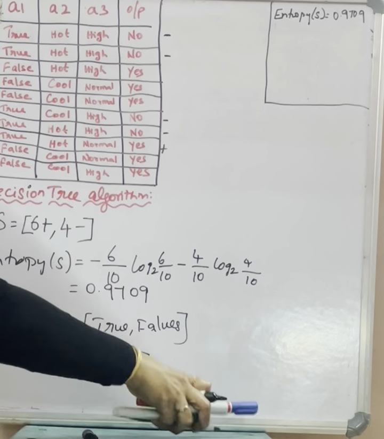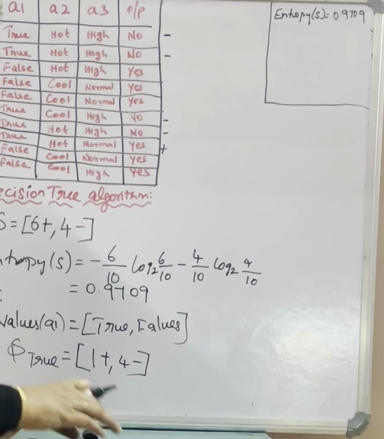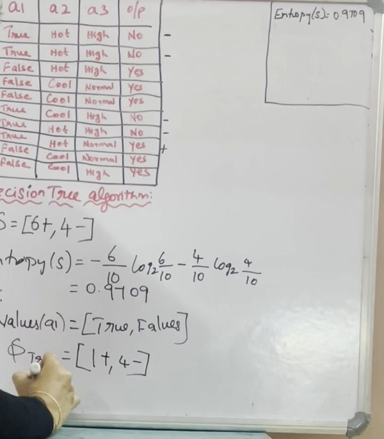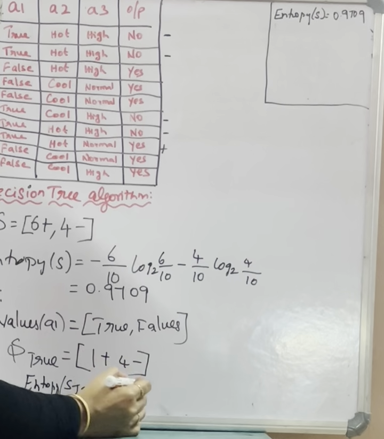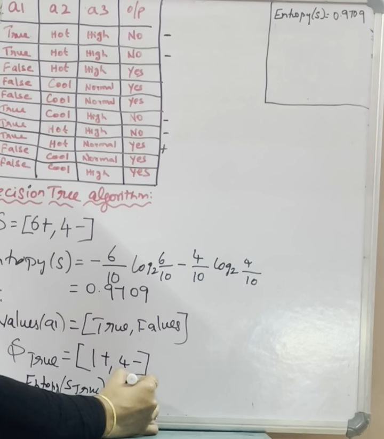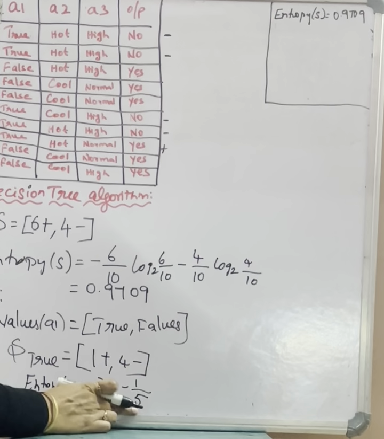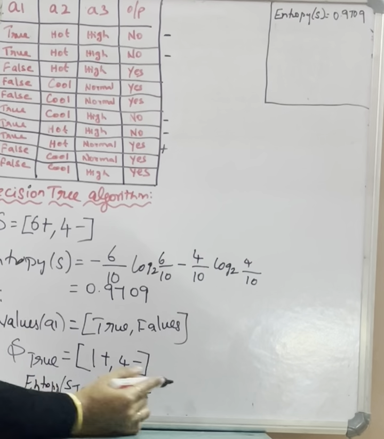So this is how I can consolidate here. I have to find the entropy of the true values. So let me find the entropy of S true. I will apply the formula over here. So minus 1 by, what is the total value? We have 5, right? 5 true values. Out of 5 true values, 1 is contributing positive.